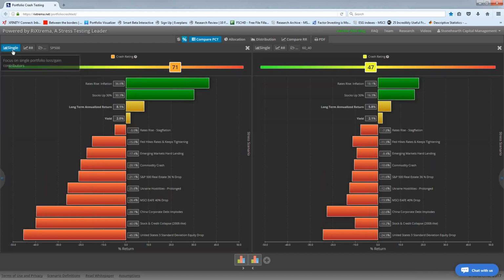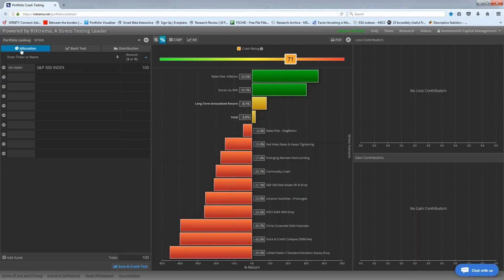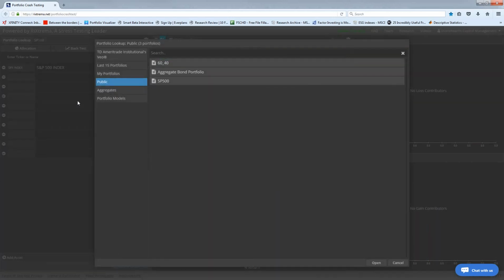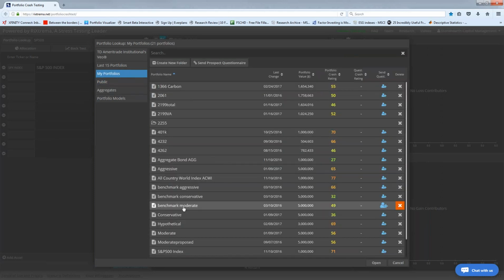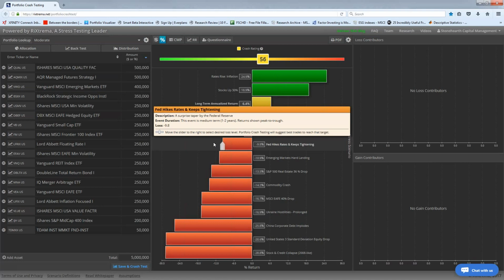So I'm going to go back to a single portfolio here. We're back to just the S&P 500 index. I'm going to pull up a more diversified portfolio because I do want to show you another feature that is really helpful in trying to understand how much risk you're taking in a portfolio and how we can adjust that risk to suit the client's needs. So I'm just pulling up a moderate portfolio. This isn't anybody's holdings. This is just a hypothetical moderate model portfolio.